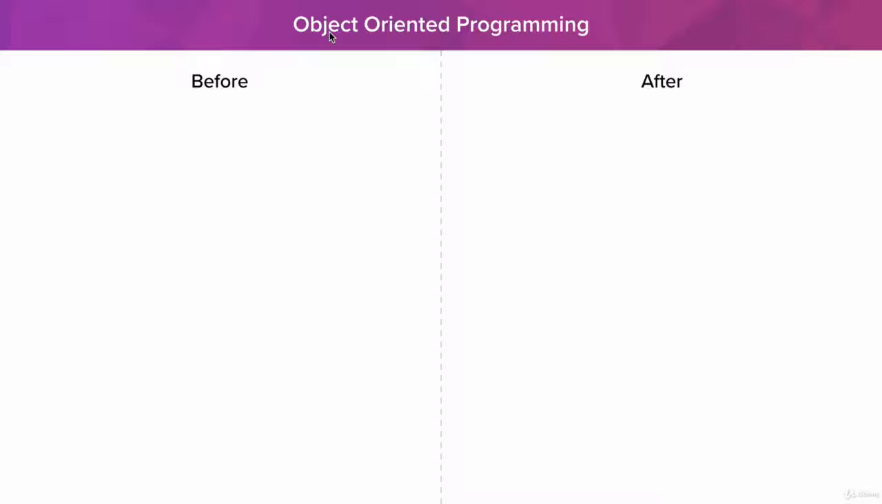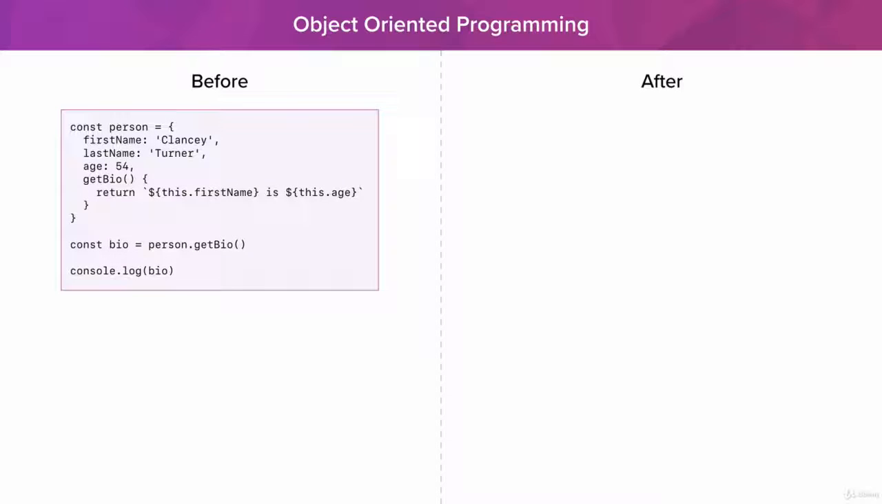So let's take a look at how we might tackle a problem given what we already know. Right here, we have some code that we can definitely understand. This is stuff we've done before. We start off by creating a person object. On that object, we have a few pieces of data. We have first name, last name, and age. And we have a single method, getBio. The getBio method just returns a string that's constructed using some of that data. In this case, the first name and the age. So with this data, it would read Clancy is 54.